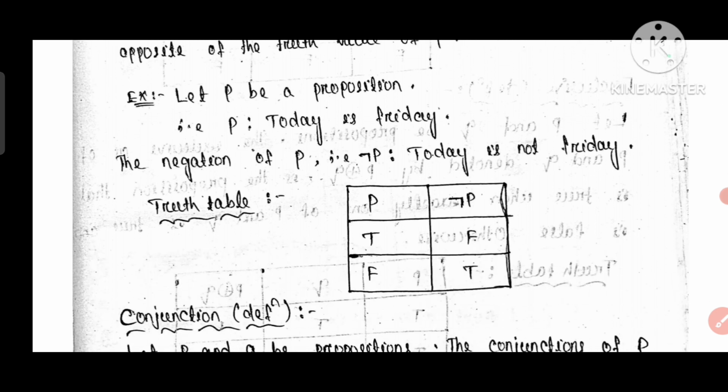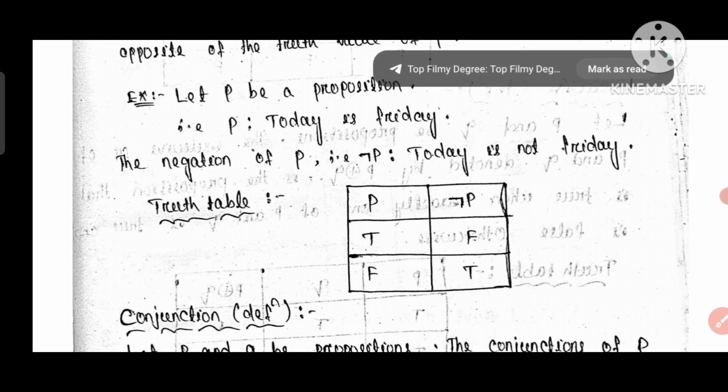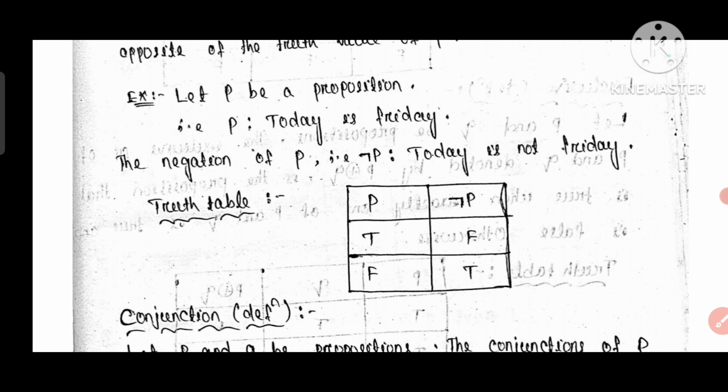This is the truth table. Here P is in case of positive sense. Negation P, that means it is a negative sense. P, today is Friday is the positive sense, means true. Negation P, that means it is false. Here P gives two cases, that is either true or false. In case of true, the negation of P gives false value, and in case of false, that gives a true value.